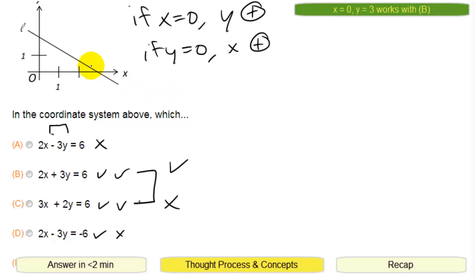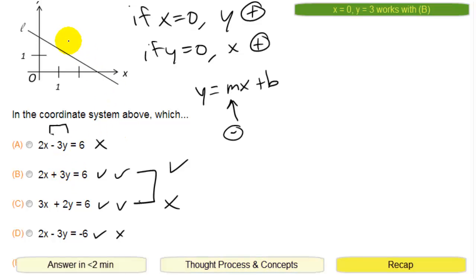Of course, you can also recognize this as a downward sloping line, in which case you have the equation y equals mx plus b, and this m has to be negative. Now, that's a little bit more complicated. The faster way, of course, here is just to look at the intercepts. Intercepts happen when one of them is 0, and those are easy to do calculations with, and that's why we use that approach to eliminate A, D, and E, and then between B and C, we just plugged in either 0, 2 or 3, 0, and it turned out that only B worked.